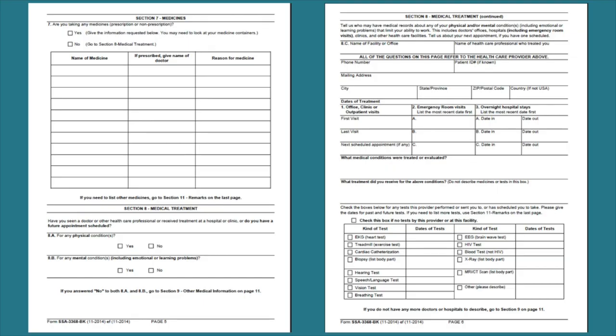Section 7, medicines. This would include prescribed medicines as well as non-prescription things that any of your doctors recommend. Again, it's really important to list every single thing that you're currently taking, what doctor prescribed or recommended it, and the reason for the medication. This can be a good cross-check with your diagnoses listing.